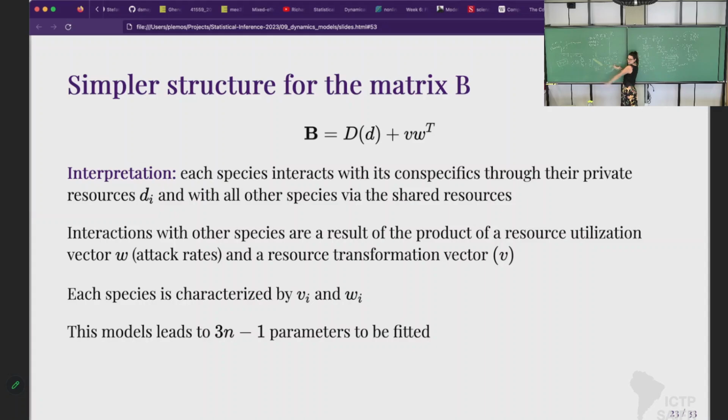Why is it minus 1? Because you have this V and this W, and when you multiply them together to build this other square matrix, the last element is already defined by all the other ones. Okay, that's why. Okay.